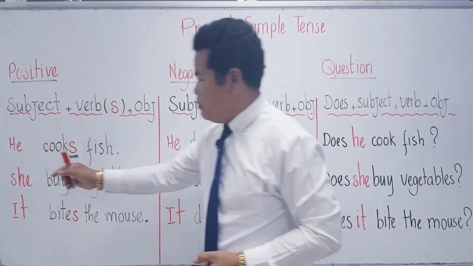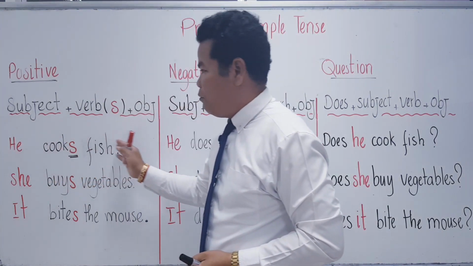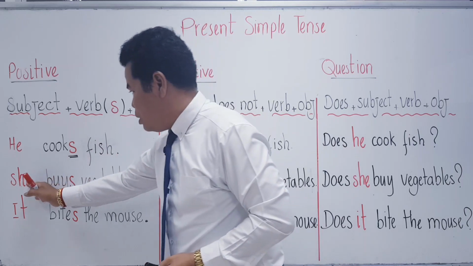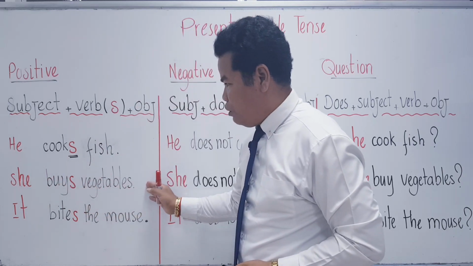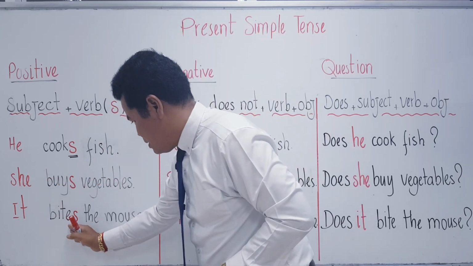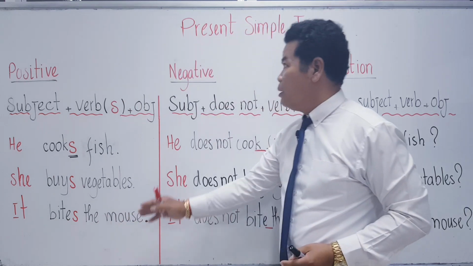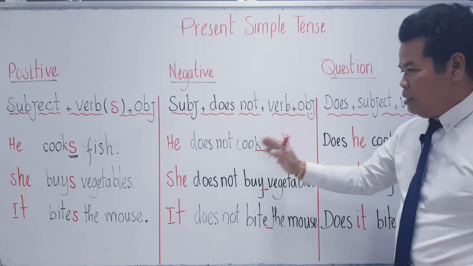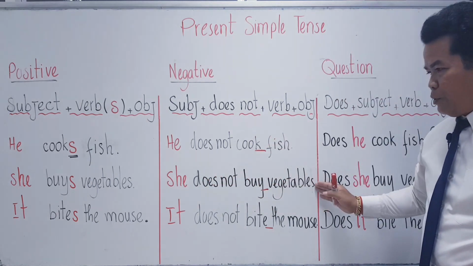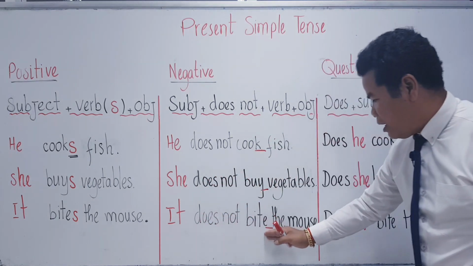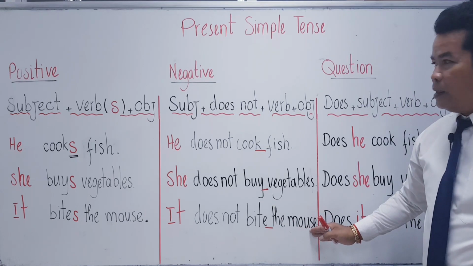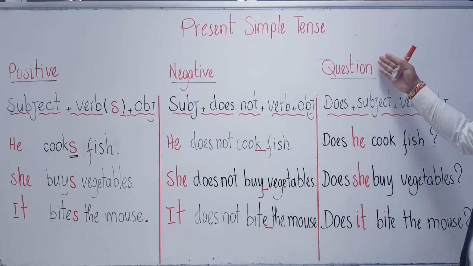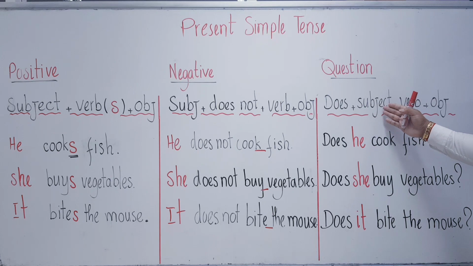Alright? Again, he cooks fish. She buys vegetables. It bites the mouse. Negative: he doesn't cook fish. She doesn't buy vegetables. It does not bite the mouse. And then question: does plus subject plus verb plus object.